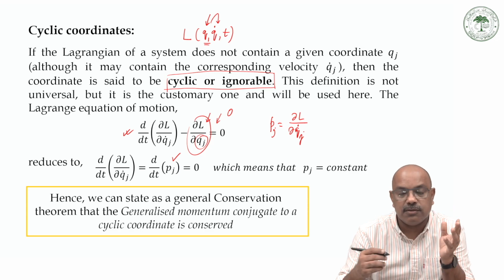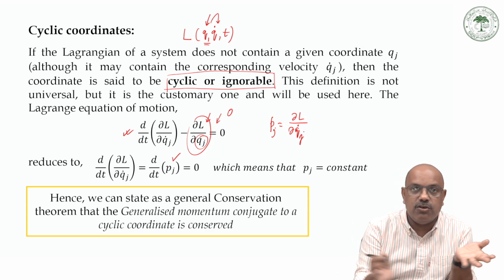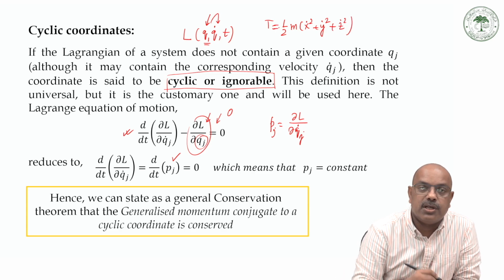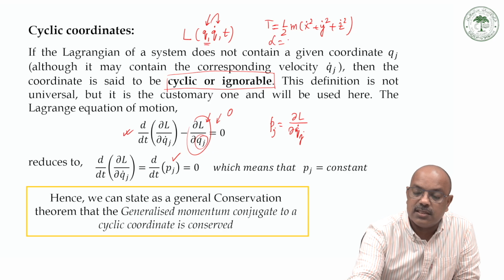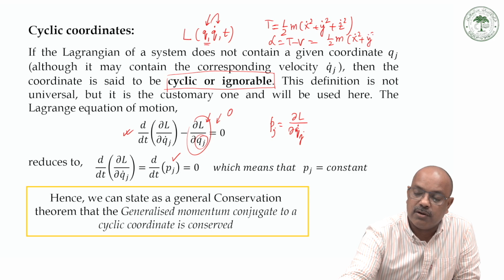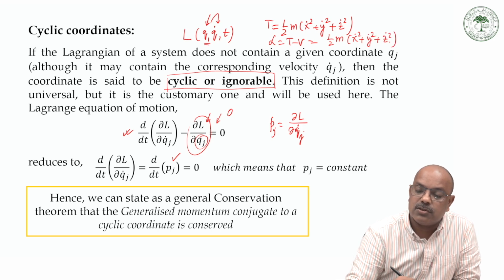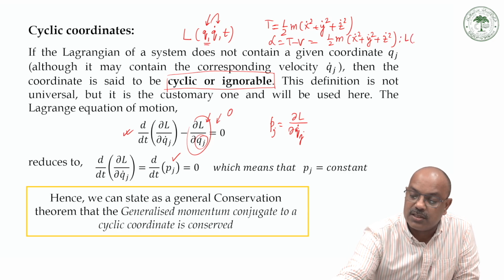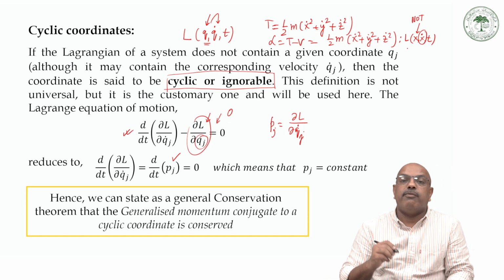For example, in a free particle case, when a particle is free to move anywhere, you write the Lagrangian as half m (x dot squared plus y dot squared plus z dot squared), and then there is the potential. The Lagrangian is T minus V, which is nothing but half m (x dot squared plus y dot squared plus z dot squared). So the Lagrangian is not depending on x. x is not there, but the corresponding velocity is there.